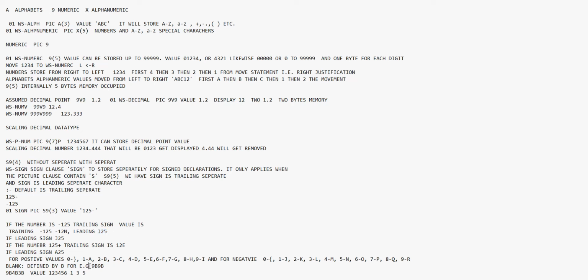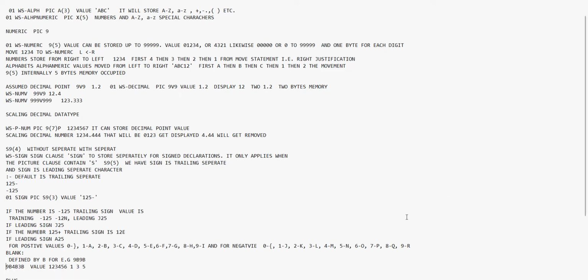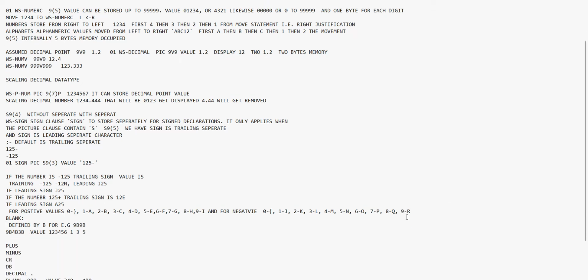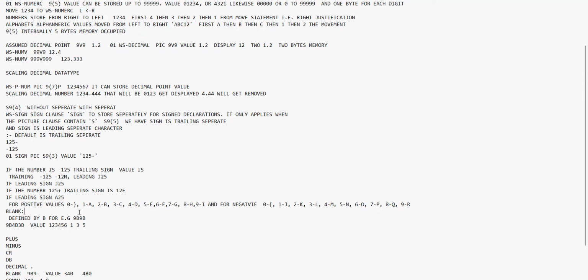And then we have blank. How do we declare the blank? Blank we define using B. For example, if you mention 9B9 and we are moving the value 1 2, it will show 1, blank space, 2.